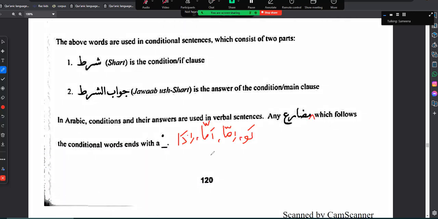So there's a slight change here, and the change will be going into the new textbook. In Arabic, conditions and their answers are used in verbal sentences, and any mudari, with the exceptions of law, imma, amma, and idha, which follows the conditional verbs, ends with a sukun. Okay, you just have to add this change.